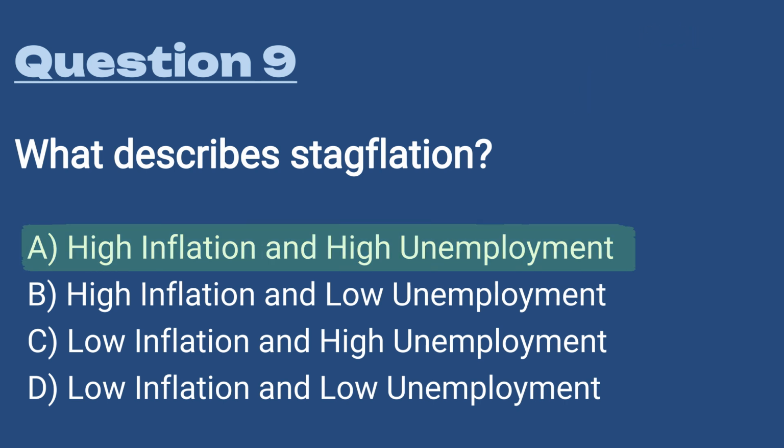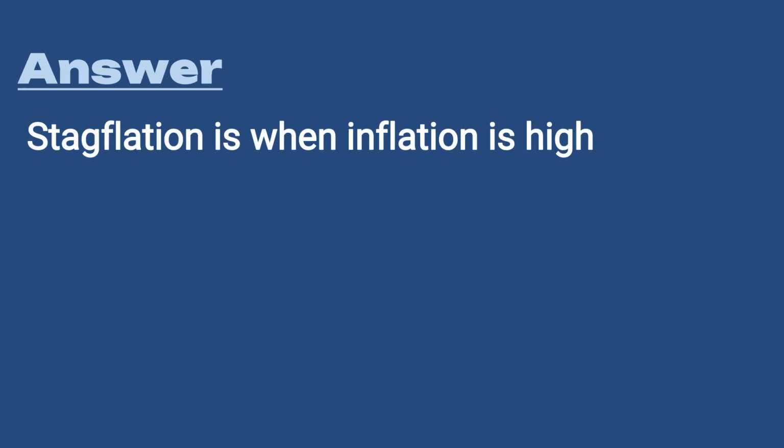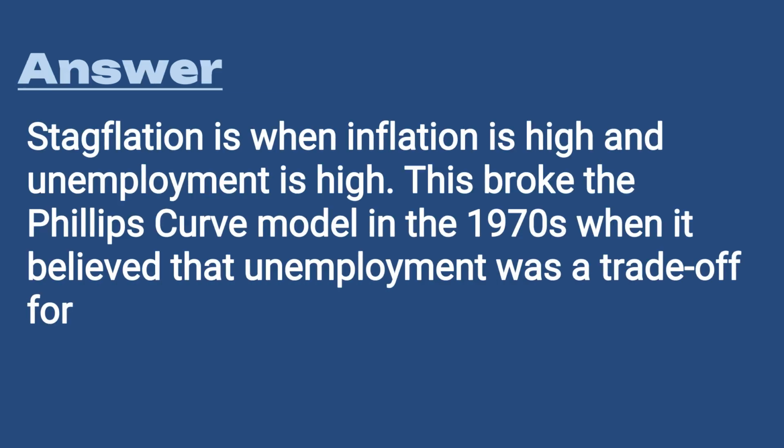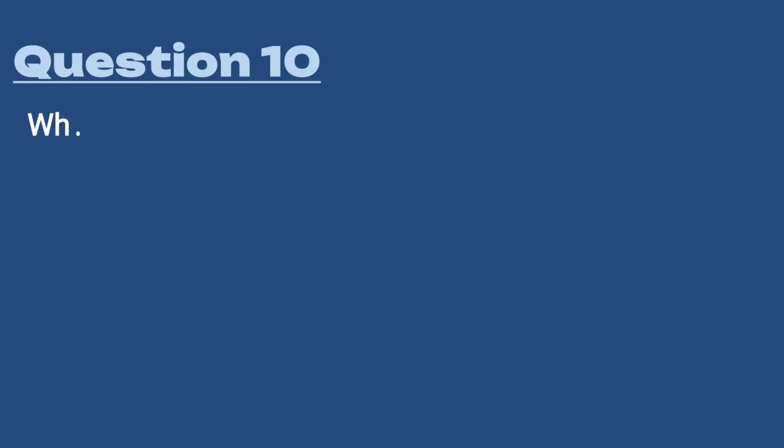The answer is A, high inflation and high unemployment. Stagflation is when inflation is high and unemployment is high. This is not a great scenario to be in. This broke the Phillips curve model in the 1970s, when it was believed that unemployment was a trade-off for inflation. Stagflation is not the economy that you want to live in.